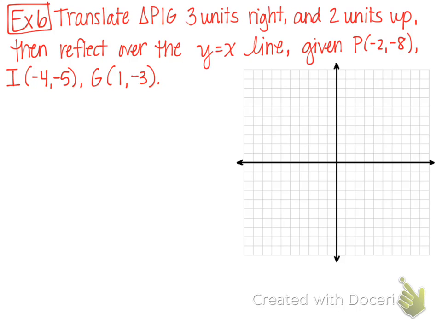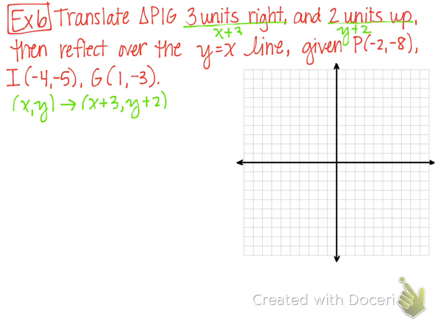So let's talk about the translation statement we have to create. 3 units to the right, that means we're doing x, and we're adding 3 to it since we're going to the right. 2 units up, up is our y, and since we're going up, we're going to add 2 to it. So my translation statement is (x, y) turns into (x plus 3, y plus 2).